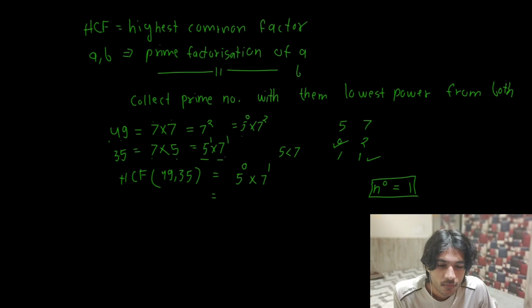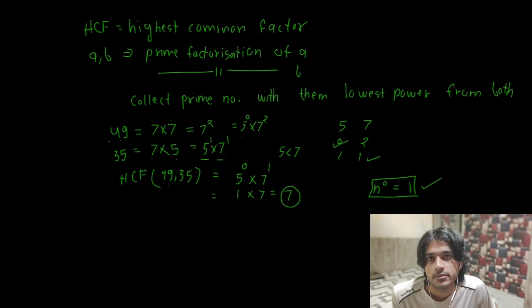Right now, you just try to learn this. There is a reason why any natural number to the power 0 is always equal to 1, but right now you have to just learn it. Maybe we will discuss it further. So 5 to the power 0 is going to be 1, and 7 to the power 1 is going to be 7. So 1 times 7 is 7. That is, 7 is the highest common factor, or HCF, of 49 and 35. This is what it simply means.